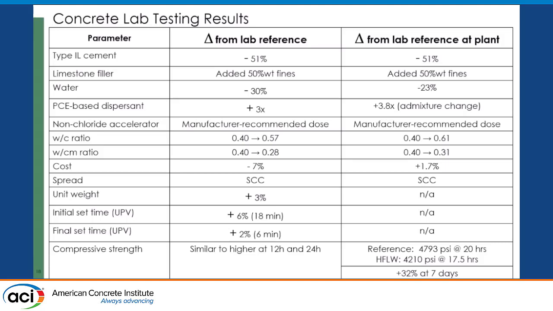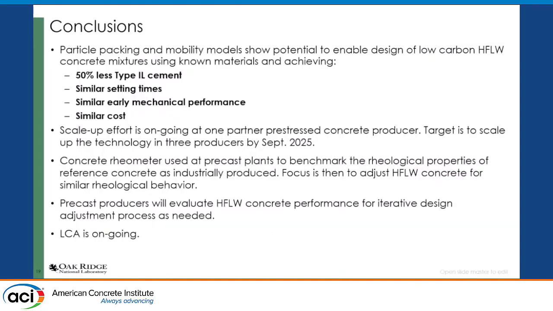So the next step, there will be another lab testing with them. We're going to refine in the lab before we go to the industrial trial. So in the end, we were able to obtain a cut of 50% on type 1L, similar set time, similar early mechanical performance, similar cost. So we are scaling this up with this concrete producer. We have 2 more to go, so we have 3 total. This project is being funded until 2025. We're going to scale up with the 3 of them and we'll also address robustness.